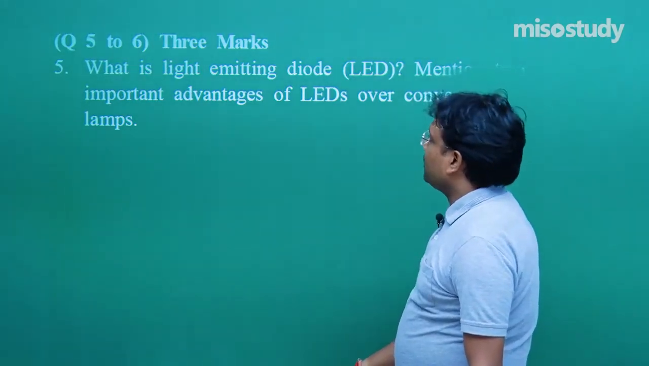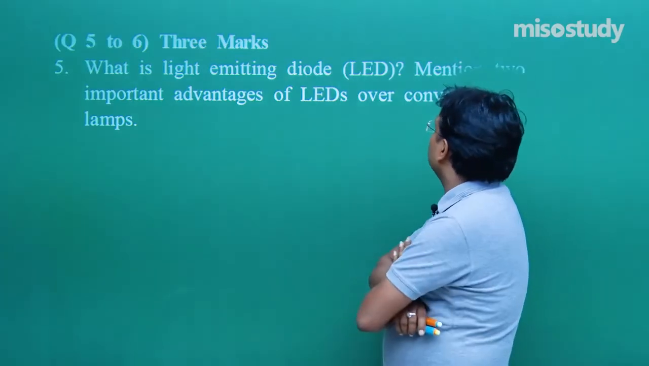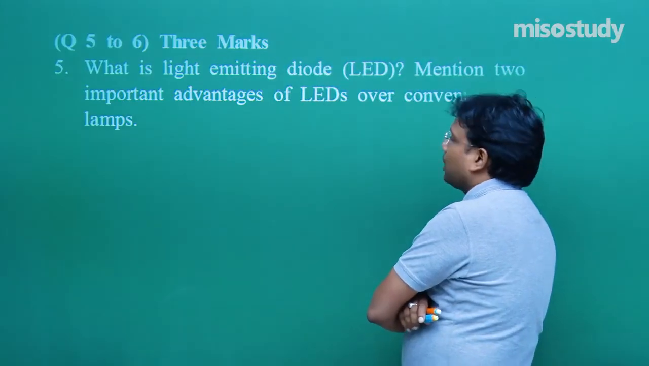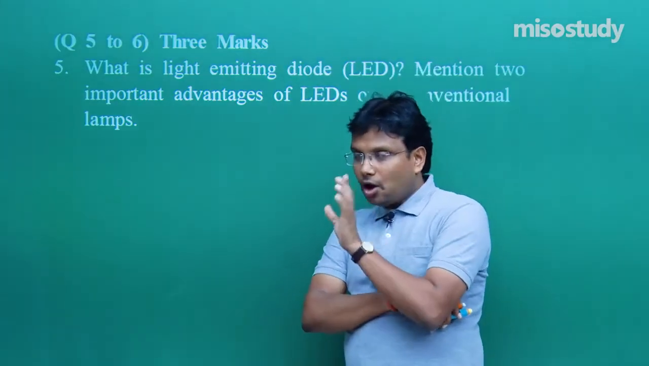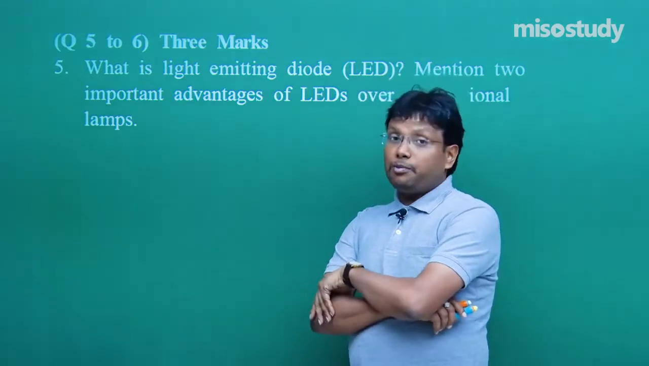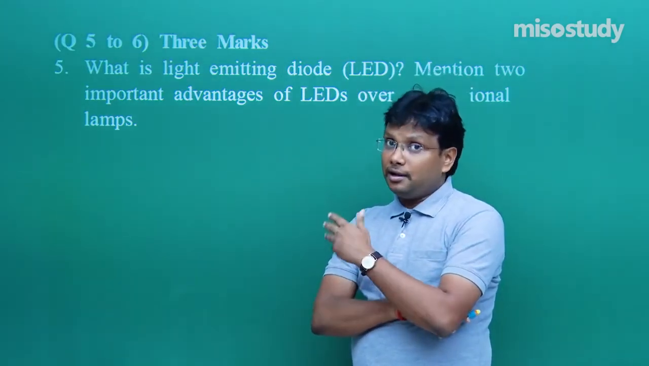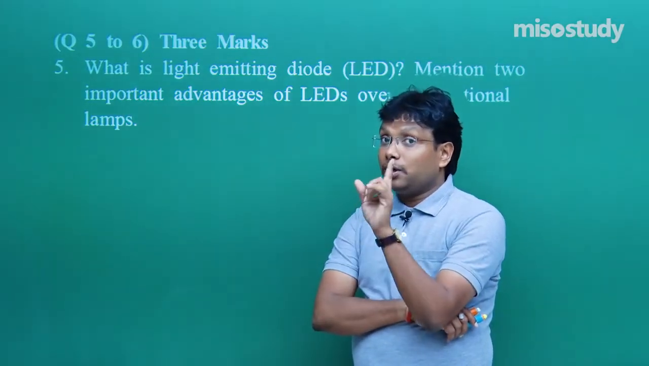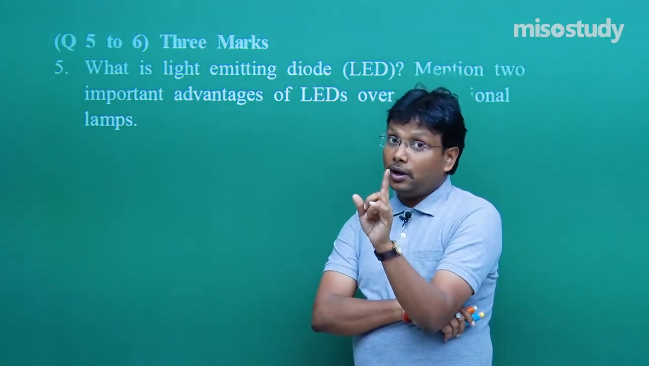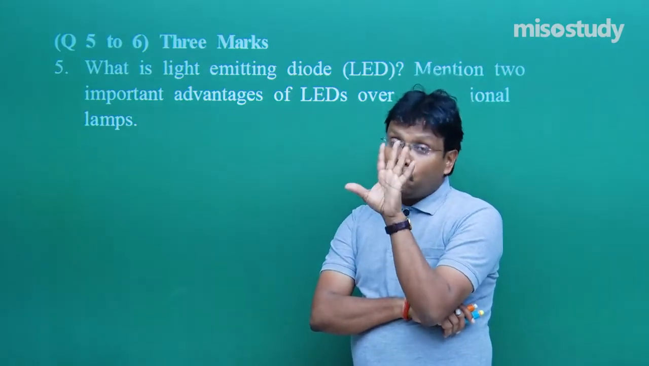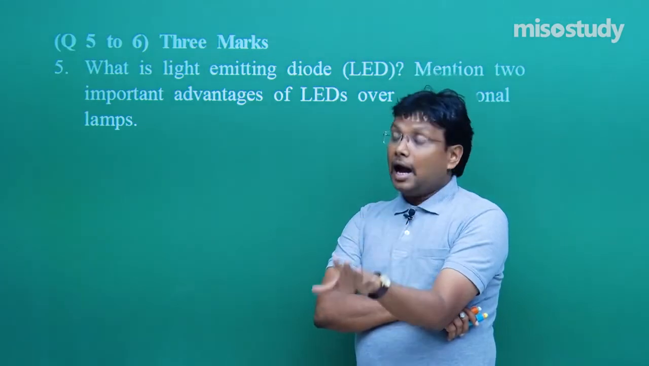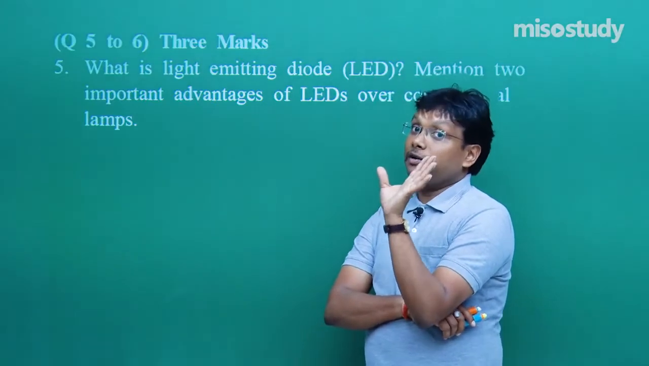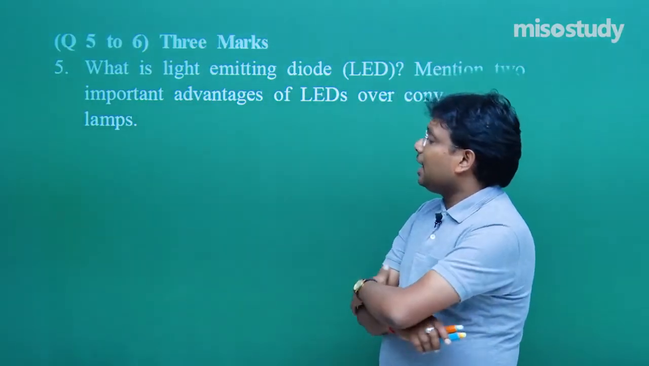Now, what is a light emitting diode? Mention 2 important advantages of LEDs over conventional lamps. Students, normally you will not find these types of explanations in various books and in various videos. Here, in this particular segment, I devoted not one but 2 full lectures. I picked 4-5 types of devices, like LED and solar cell, and explained those 4-5 devices. Fine. So, what is a light emitting diode?